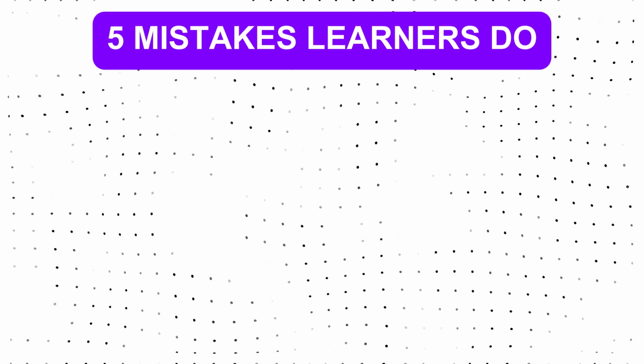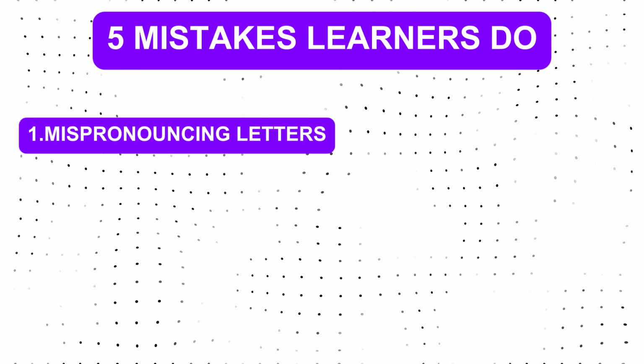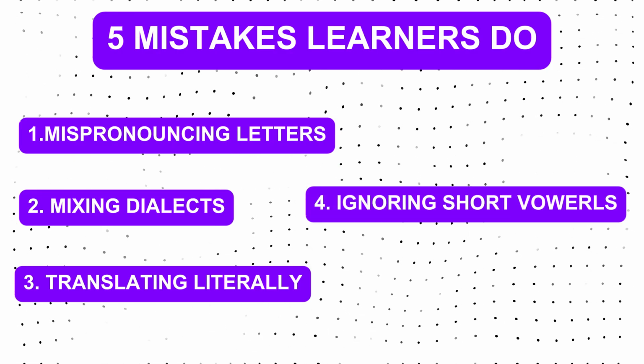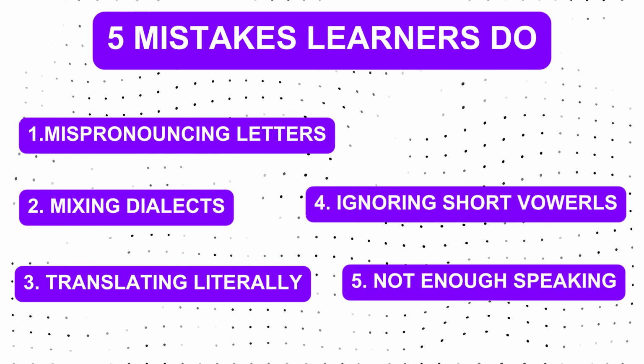So let's recap the 5 mistakes: mispronouncing letters, mixing dialects, translating literally, ignoring short vowels, and finally not speaking enough. Remember, making mistakes is part of the learning process. But now that you know what to watch for, you are one step ahead.